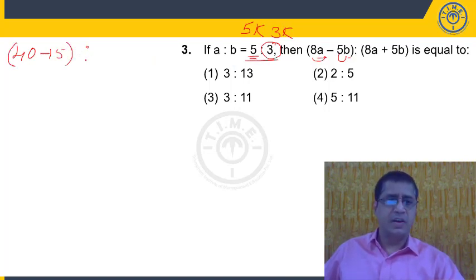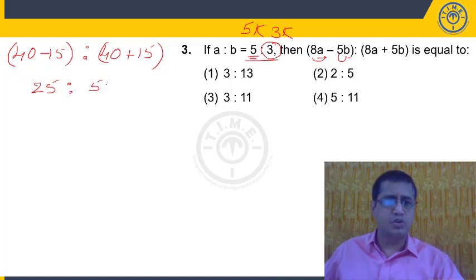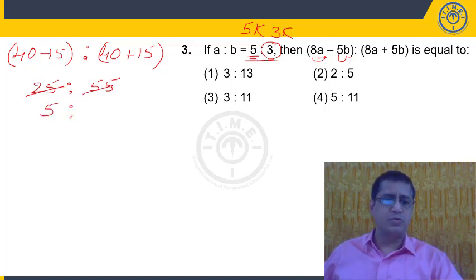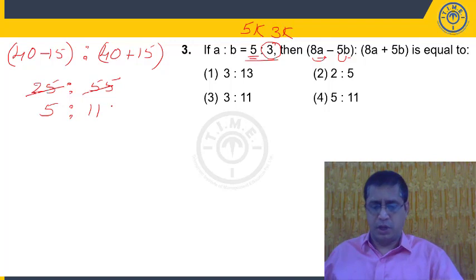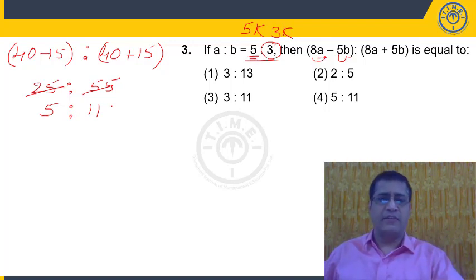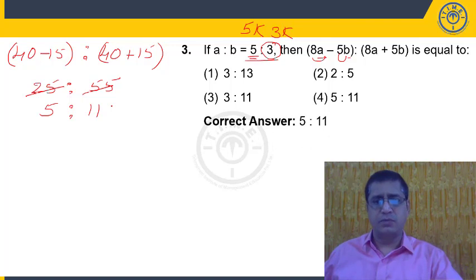40 minus 15 is 25. Now 8A means 40, 5B means 15. Now the sum of these two. Now what is the simplification? 40 minus 15 is equal to 25. And here, the sum of these two is 55. Now simplify, dividing with 5. 5 times 5, and 5 times 11. The ratio is 5 is to 11. Right choice, option 4. Choice 4 is the right choice. You just need to substitute the value of A as 5 and B as 3 and simplify.